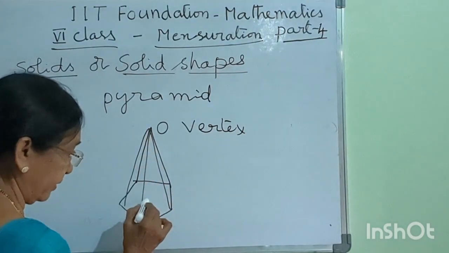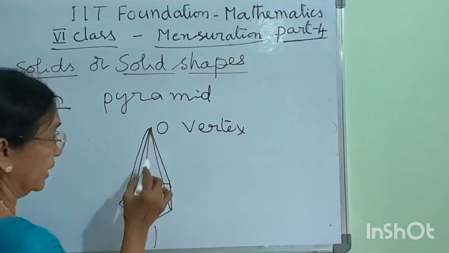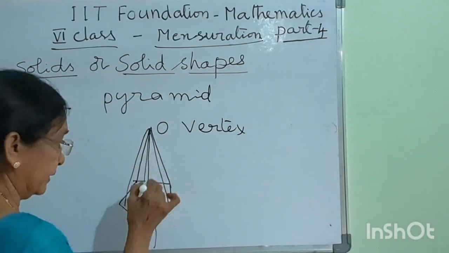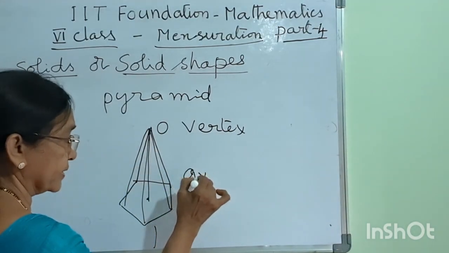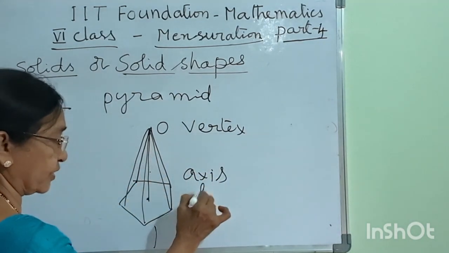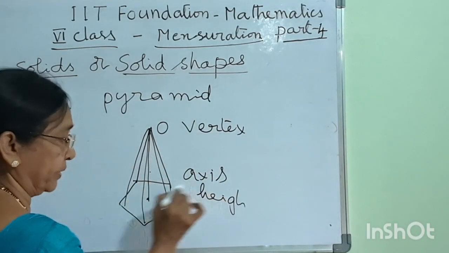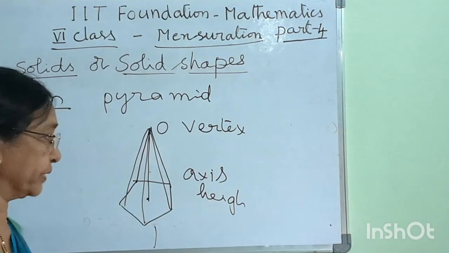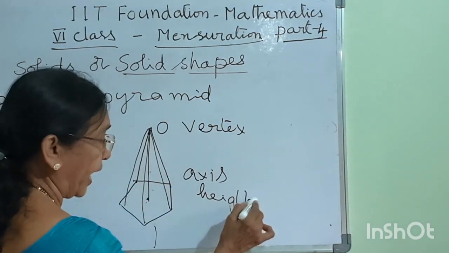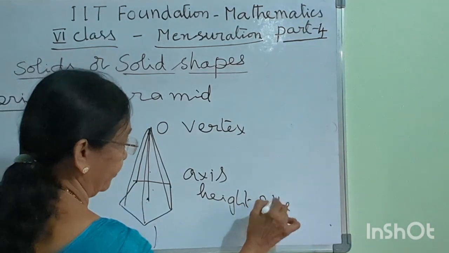And if a line is joined from the midpoint of the base to the vertex, that is called the axis of the pyramid, and the length of the axis is called the height of the pyramid. Axis of the pyramid, and the length of the axis is called the height of the pyramid.